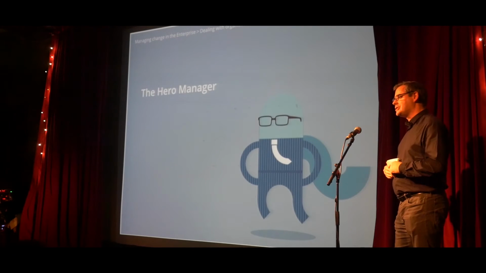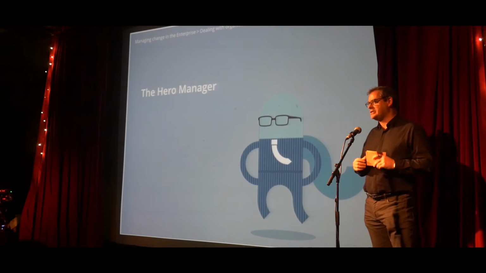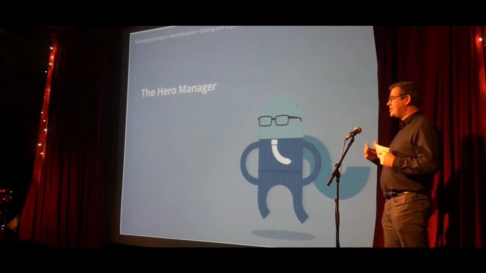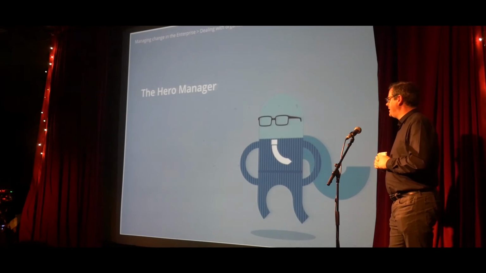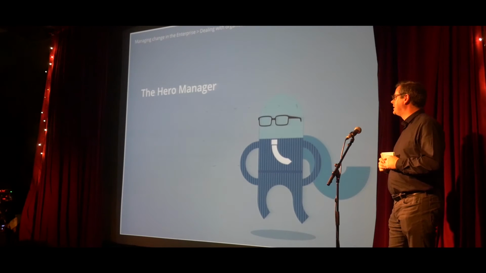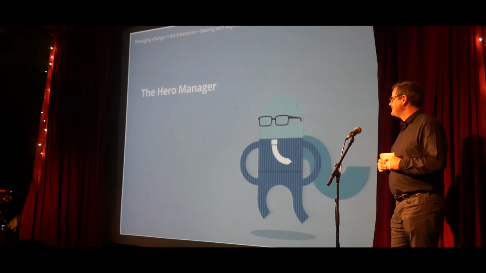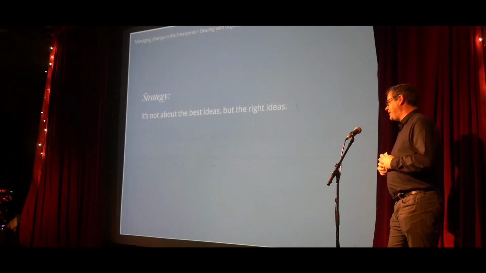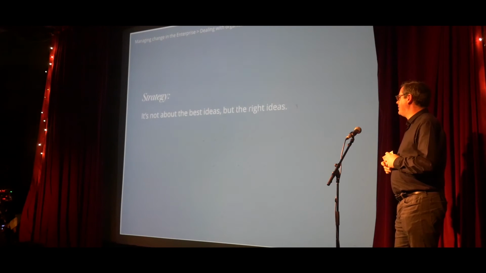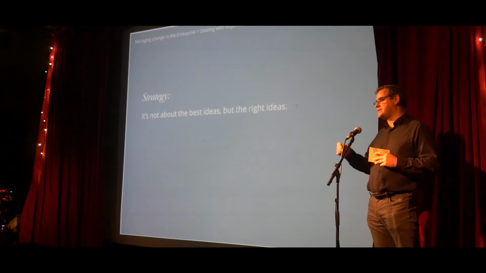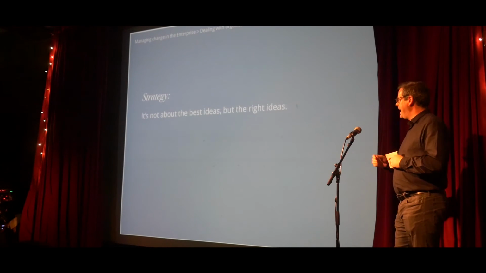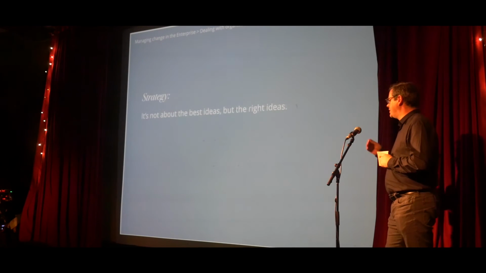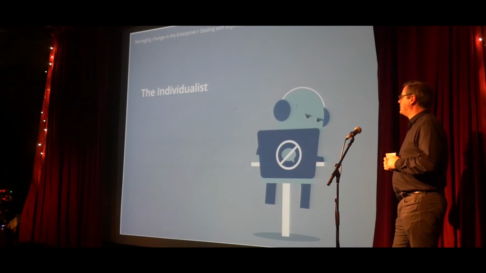Next one, our hero manager. This is the boss who thinks he should solve all the problems because he's the boss. He's an authoritarian, and he doesn't like people not agreeing with him. So what do we do? Well, we very patiently sit down with the hero manager, and we explain to them that user-centered design is more effective because it's not about the best ideas, but the right ideas, and that's what we're trying to do. Make sure we're meeting our company goals.